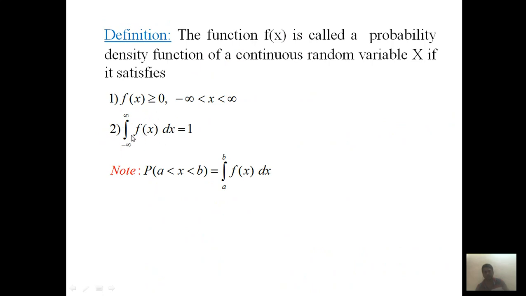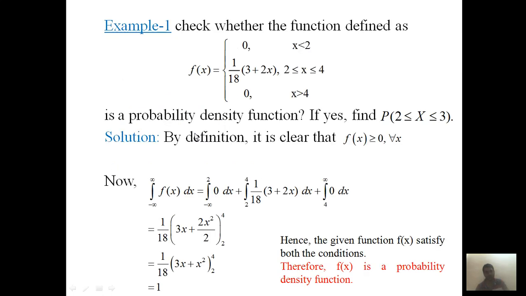Now next, to check the second condition: the integral from minus infinity to infinity of f(x) dx must be 1. But now the function is a discontinuous function, so we have to split this integral into parts. When x is less than 2, the function takes the value 0, represented by the integral from minus infinity to 2 of 0 dx.